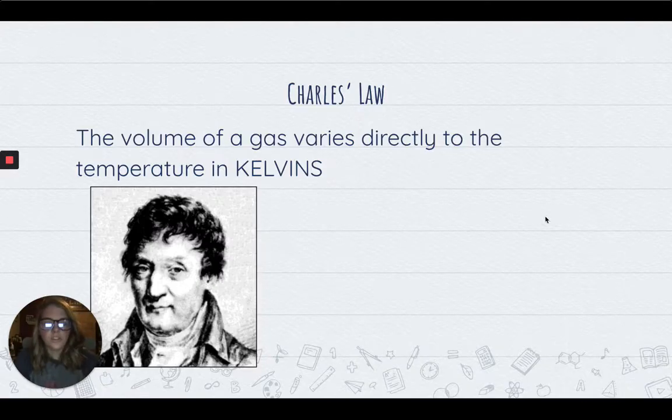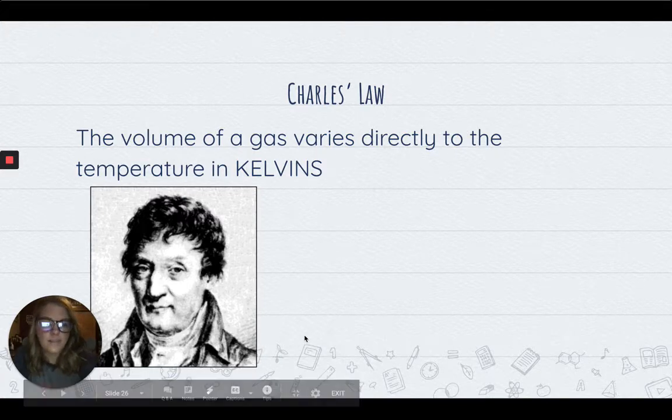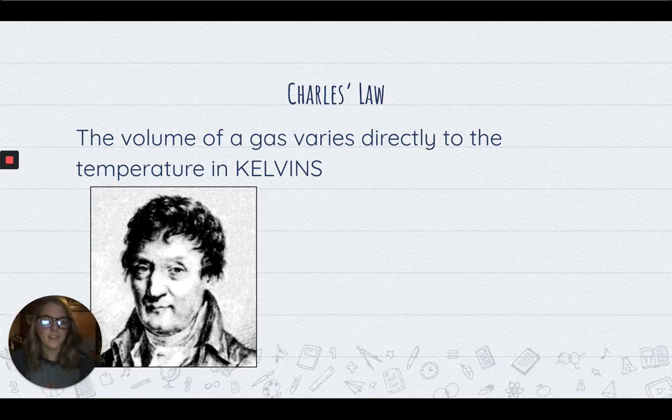So, Charles's Law. Charles's Law states that the volume of a gas varies directly to the temperature in kelvins. So again, looking at volume, just like we did with Boyle's Law, how much space something takes up. But instead of pressure, we're going to be looking at temperature today. And we all know what temperature is. It's how warm or cold something is.